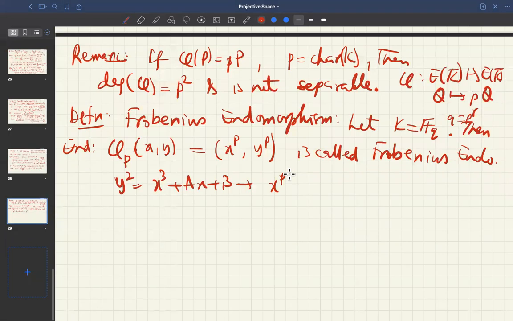So basically, we can take y squared to the power p, which will be equal to x cubed plus ax plus b to the power p, which will be x to the power p cubed plus a x to the power p plus b. So it will satisfy the equation. That's true, since b to the power p is b and a to the power p is a. Is that clear to everyone? In the case of a finite field, or a field of characteristic p, taking the p-th power is very simple. You just take the powers of the individual terms, and that's all.